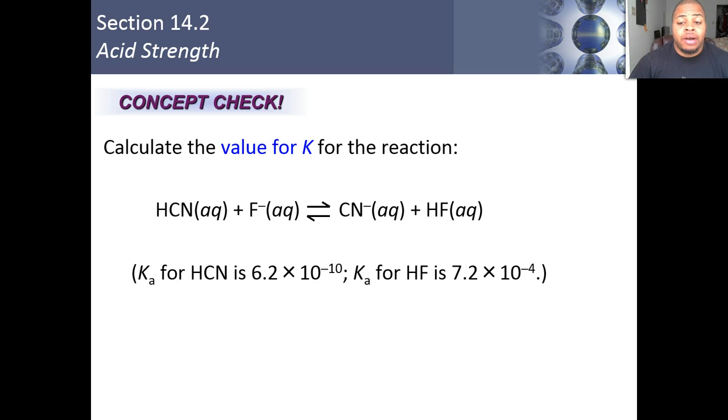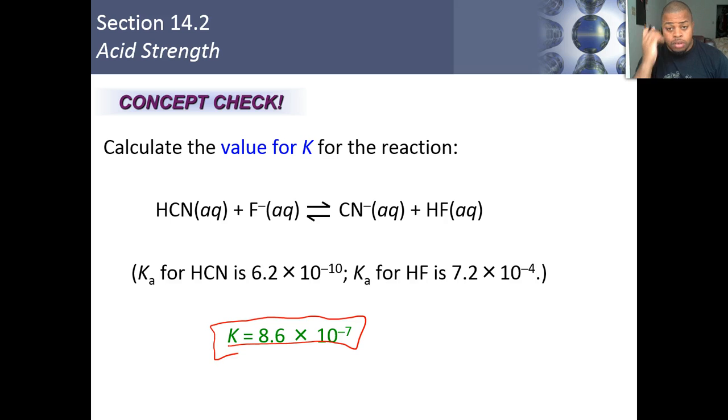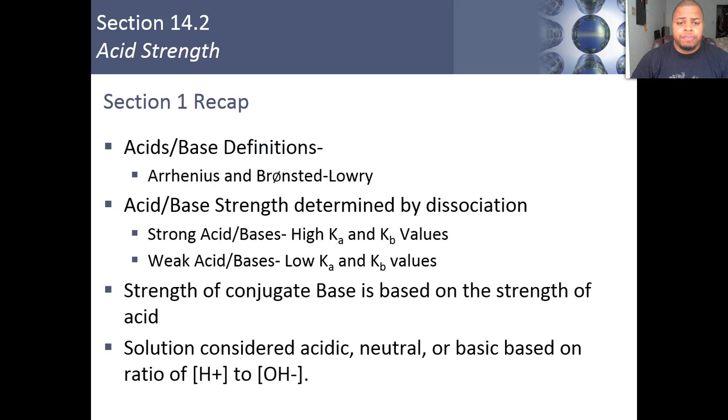Now, how can we go about calculating these two? Well, what we're going to end up doing is just a little bit of division. We're going to have the Ka of our HCN divided by that of our hydrofluoric acid. And you should come out with a value of 8.6 times 10 to the negative 7. Okay? So in this case, we just did one over the other, and this gave us our value.